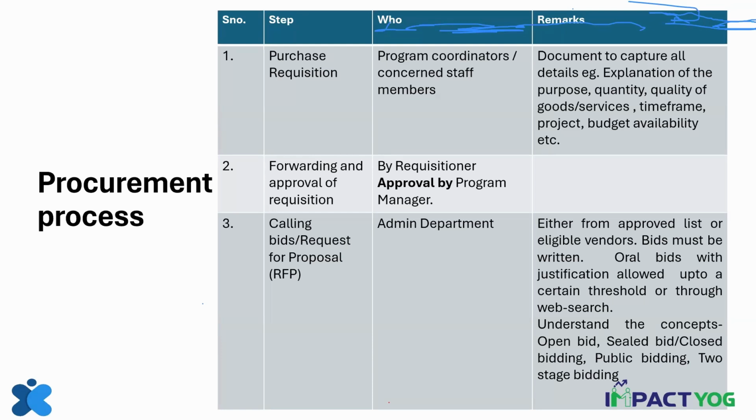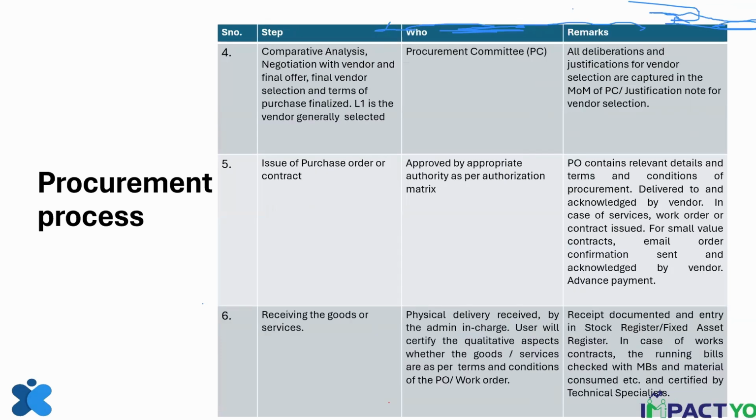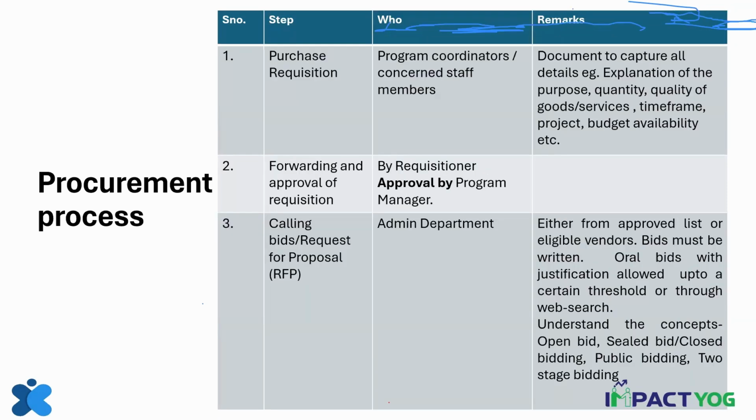So it will depend on what is the threshold, what is the value, and what is the method that you have selected. You have to understand the concepts of open bid where everybody can see the bid, closed or sealed bid where only the procurement committee can see the bid. What is public bidding? Okay. We will see all that. Public bidding means that you are not asking the bid from only selected bidders, but you are asking it from public at large. Two-stage bidding, I'll just tell you after a while when we will do the methods of bidding. So the methods of bidding will tell you the way in which the bids will be received in the previous step. Calling bids and receiving the bids will depend on the method.